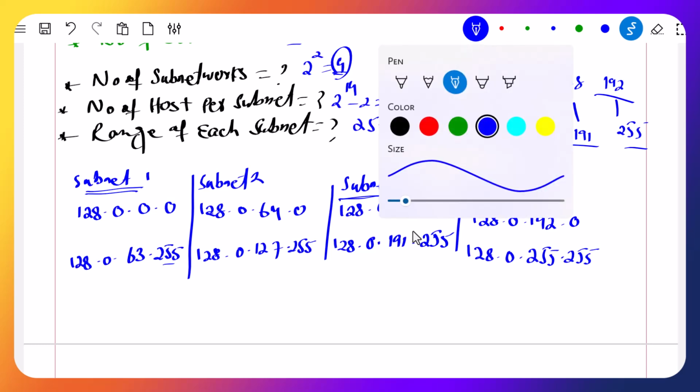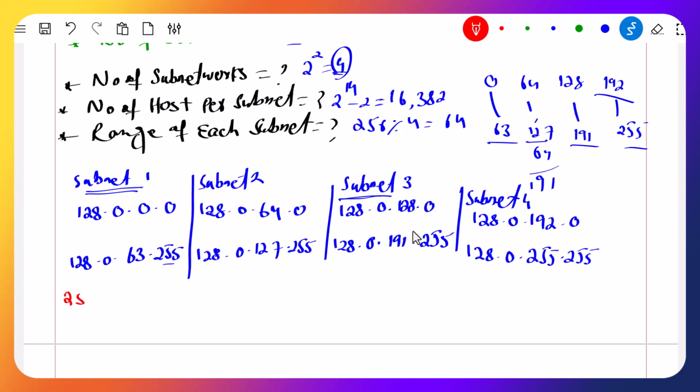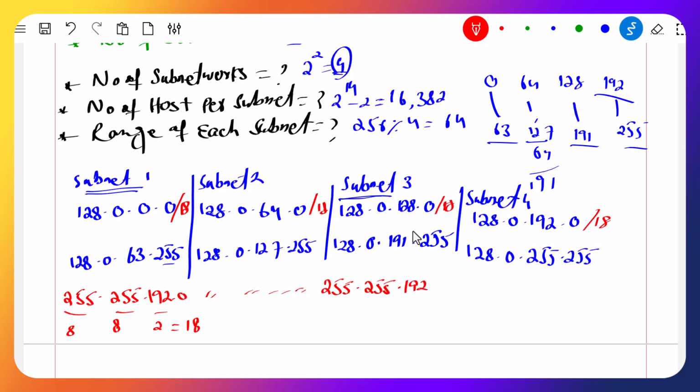Subnet mask: here we borrow 2 bits, so 255.255 and here 192.0. The CIDR value is what? It is 18. Okay, you can see 8 plus 8 plus 2 is equal to 18. Here /18, /18, /18, the CIDR value. The subnet mask will be the same for each subnetwork: 255.255.192.0. Okay, same subnet mask here.